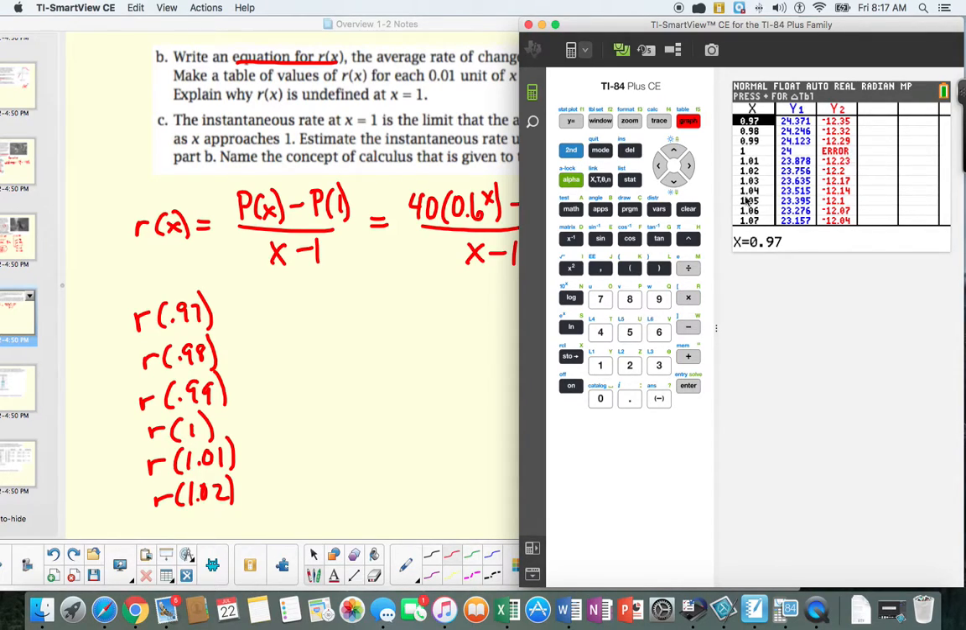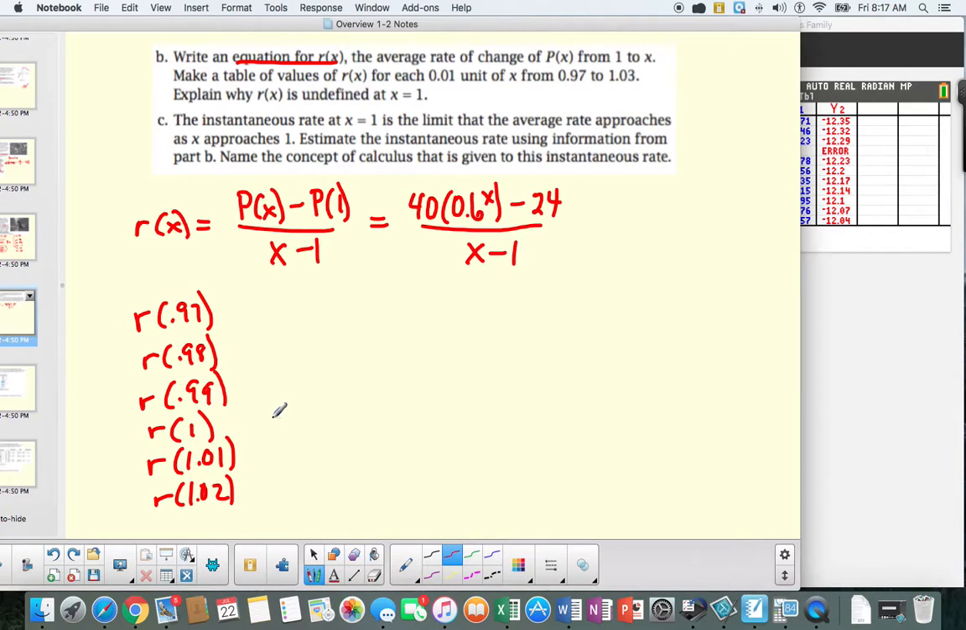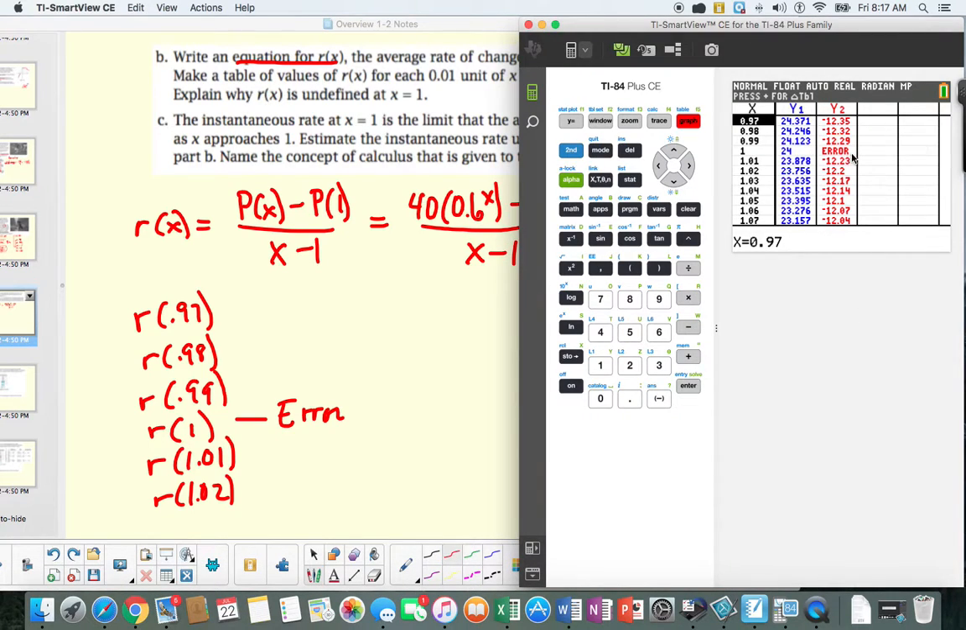Now right here, I hope you're not surprised that there's an error here, and when x is equal to 1, we're going to have 0 in the denominator, and that's the error. So you can see that the value before that is negative 12.29, and the value after that is negative 12.23. So as it's getting closer and closer, we're getting closer and closer to the exact value.